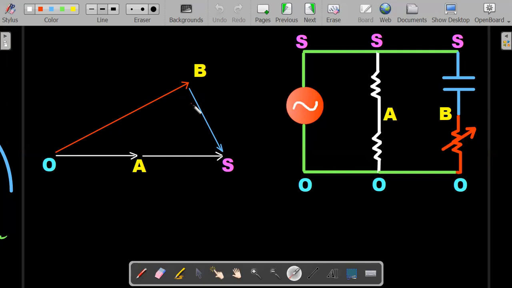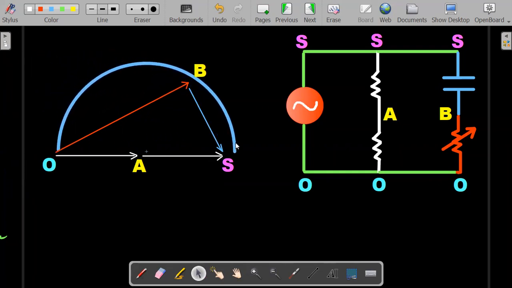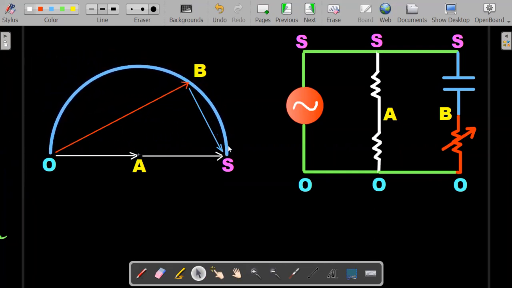Not only that, the OB and BS should be at 90 degrees with each other. So the locus of B should move in this plane in such a way that angle OBS is always 90 degrees, and that will tell us by geometry that B should lie on a circular arc with A as the center. If you are good at geometry, you should be able to realize that. So if I bring in this semicircle, I think this should serve our purpose. This is what I'm arguing here.